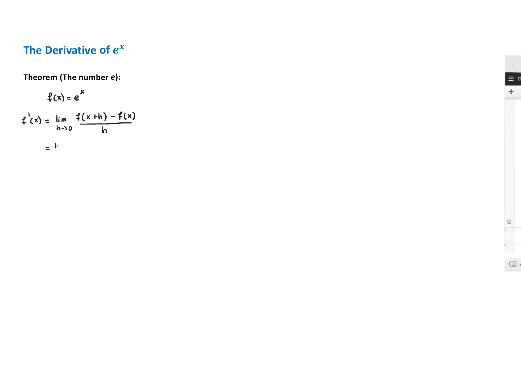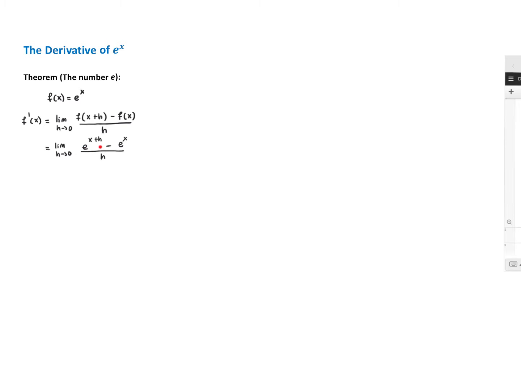Then we're going to go ahead and do our substitutions. For example, I need to do f of x plus h. So we're going to take x plus h and substitute it into the function. So this is going to give us e to the x plus h minus f of x, which is e to the x, over h.